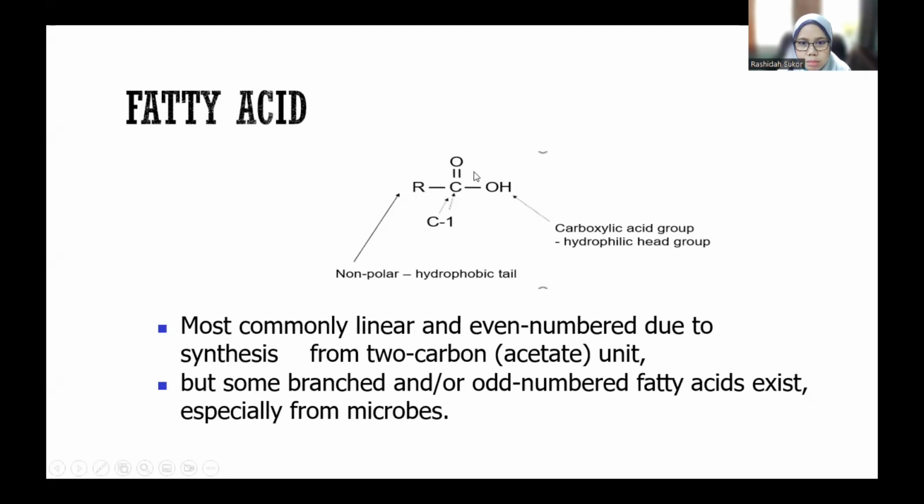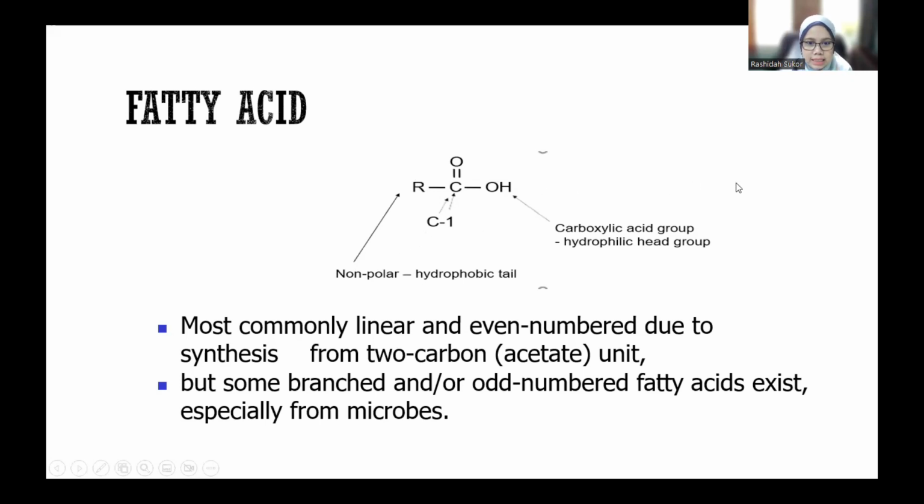Okay, so this one is the same. We have a carboxylic acid terminal, but in fact we don't call it a terminal, we call it a group. Carboxylic acid group, and we have the R group. Because of the OH, this carboxylic acid gives you the head. In a membrane, the head is the one that sits on the outside. If the membrane is a double layer, the head is the hydrophilic part, and then the tail is the hydrophobic part because of the R group.